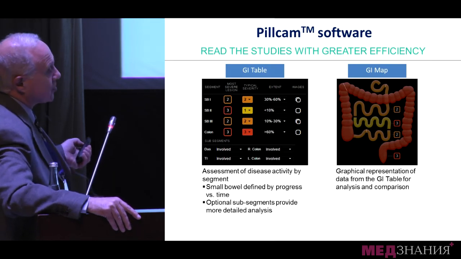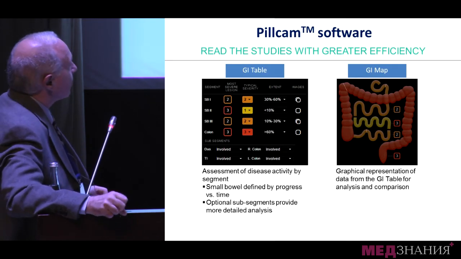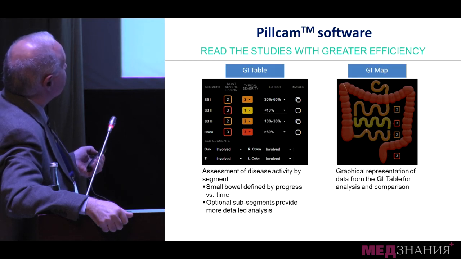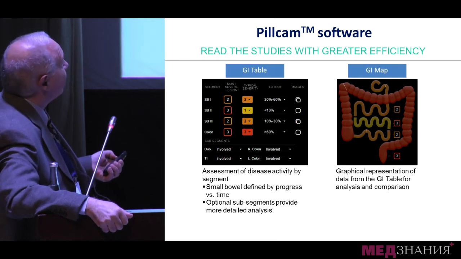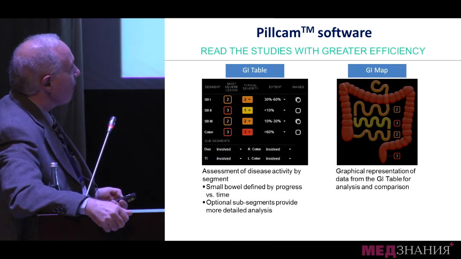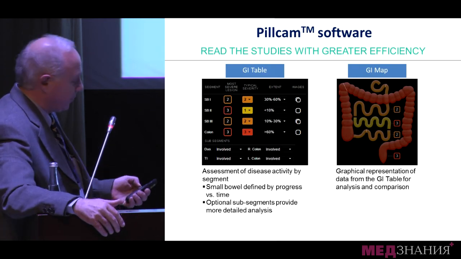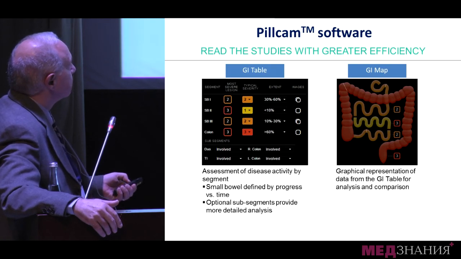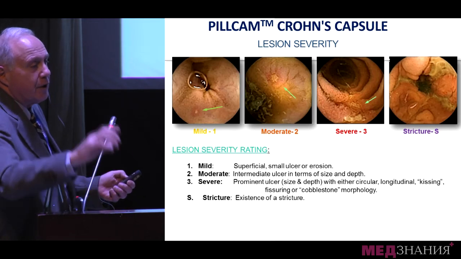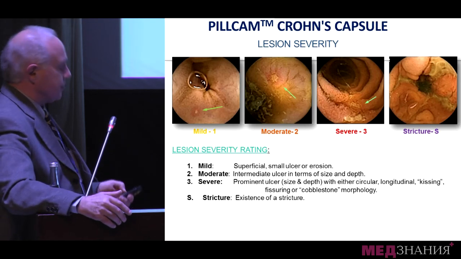So every segment of the small bowel is divided automatically into 3 segments. And you mark the most severe lesion in each segment, the most typical lesion in each segment, and the extent of the disease in each segment. And this is reflected visually in the GI map. If you have a problem to decide if it's mild, moderate, or severe, you have a right click and you have an atlas showing you what is mild, moderate, or severe disease.